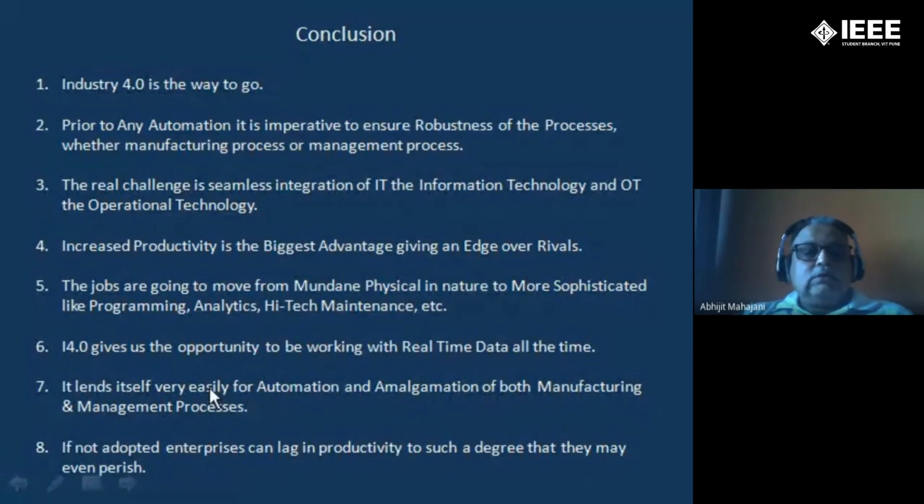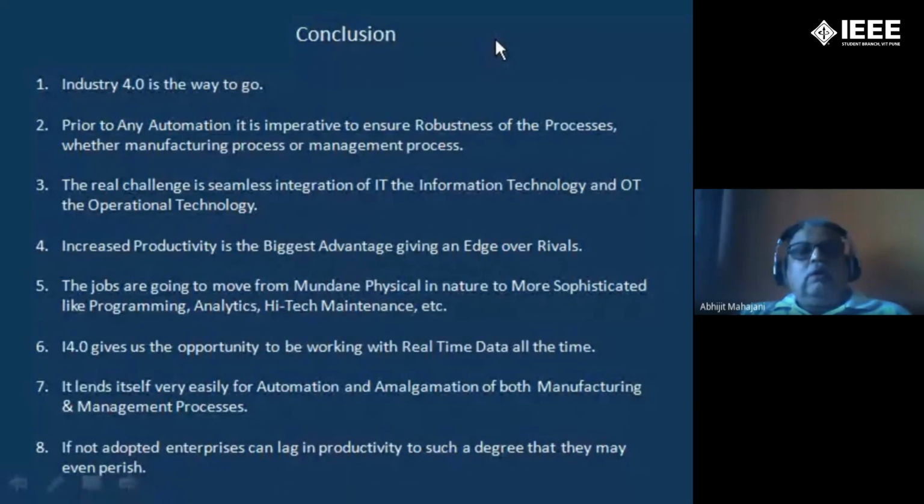This is the ultimate dream of most companies, to go in for autonomous factories where there won't be any labor as such. There are a few factories in Japan that do this. There are only 4 or 5 people just to monitor the operations. If not adopted, enterprises can lag in productivity to such a degree that they may even perish.